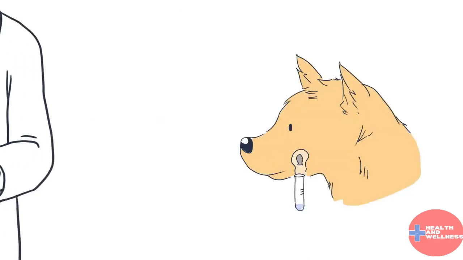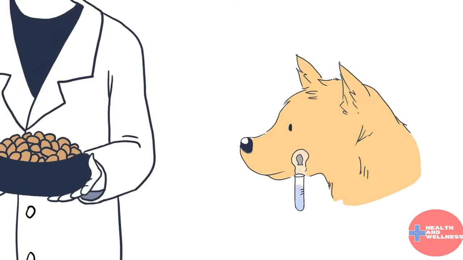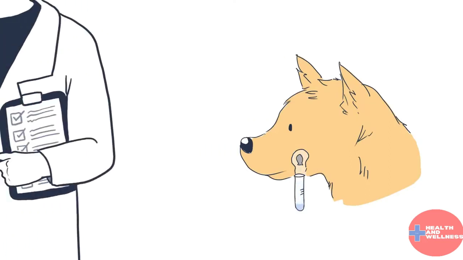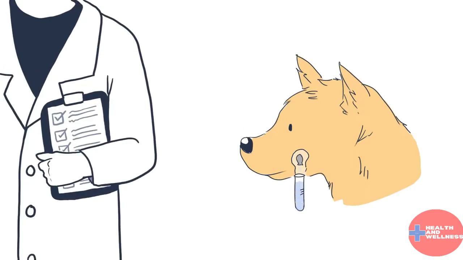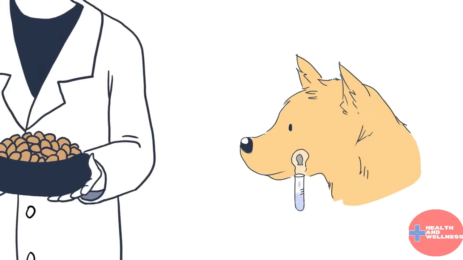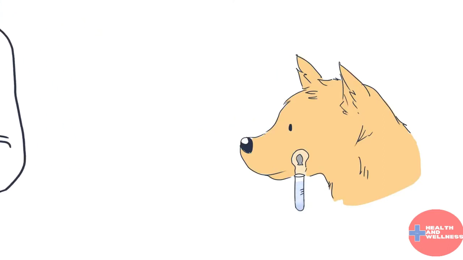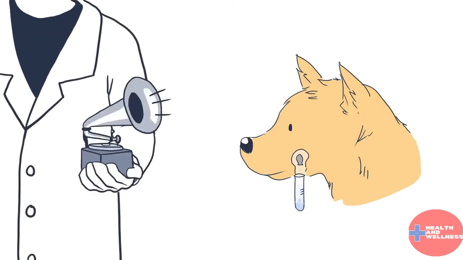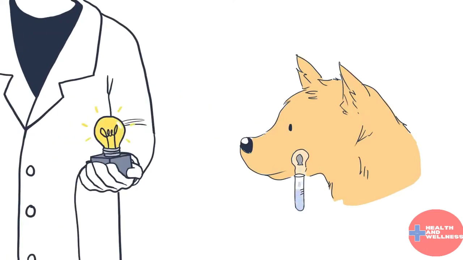When he discovered the dogs would salivate not only in response to food, but in response to things associated with food. In a series of experiments, Pavlov conditioned the dogs to salivate in response to a neutral stimulus, such as a metronome, a bell, or a light bulb.